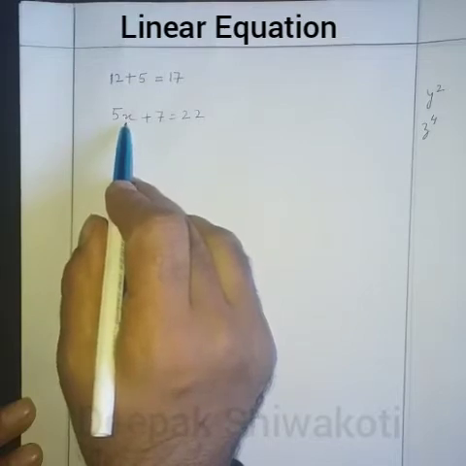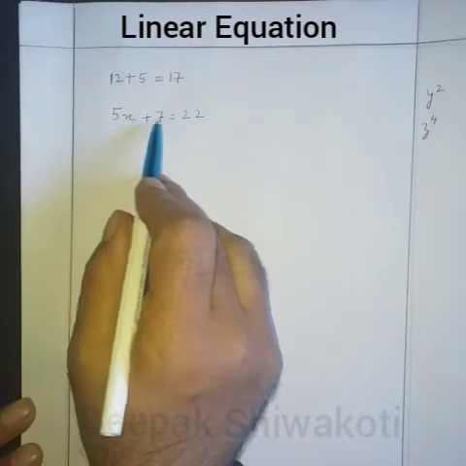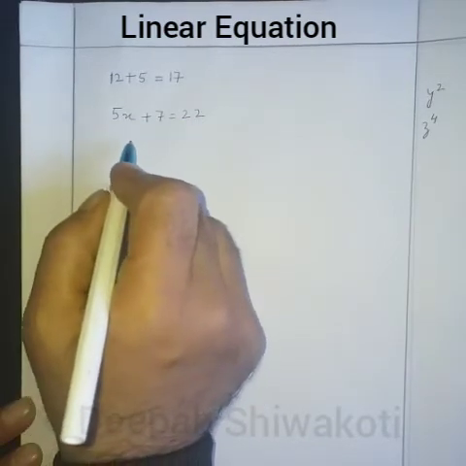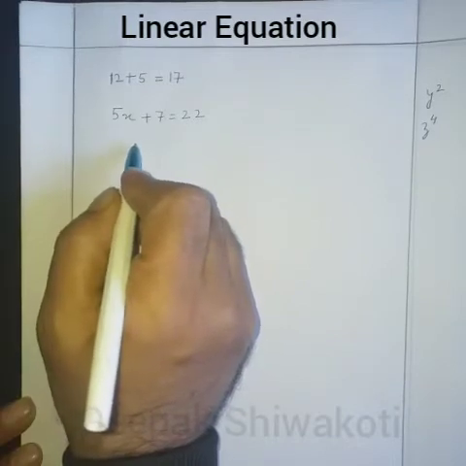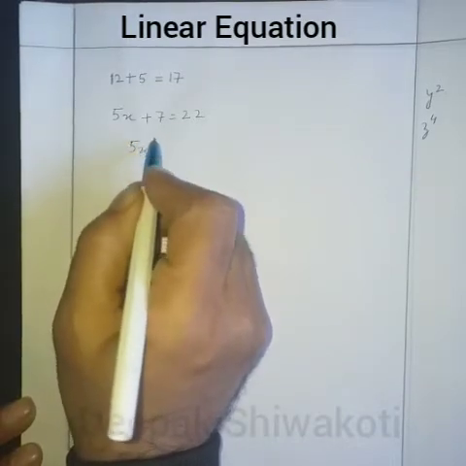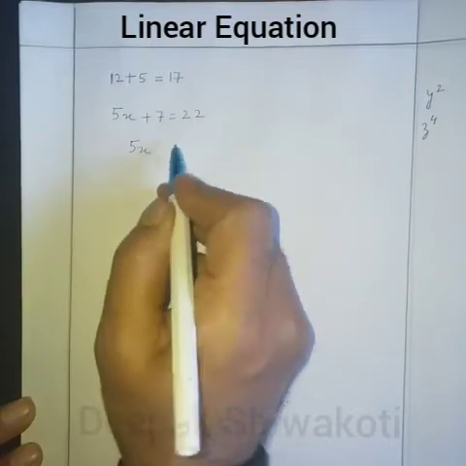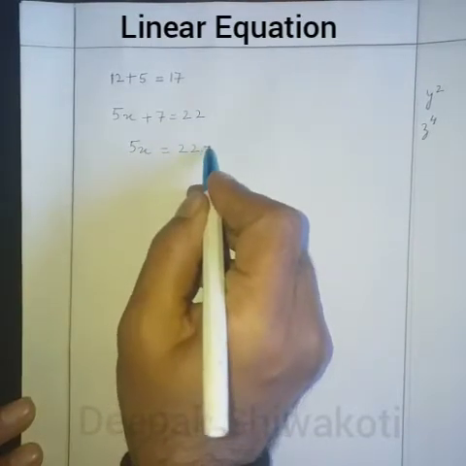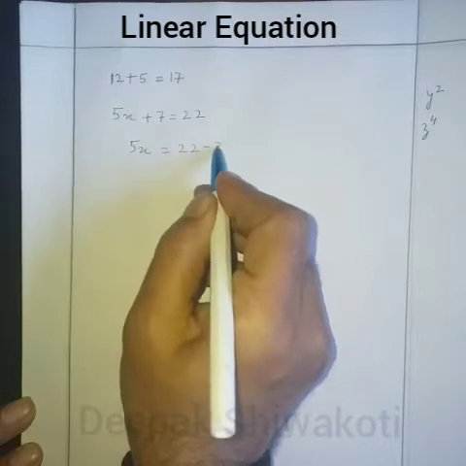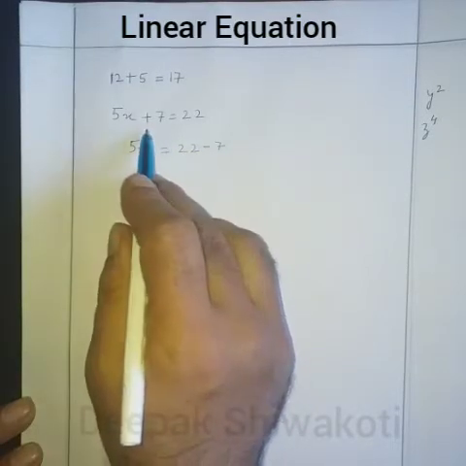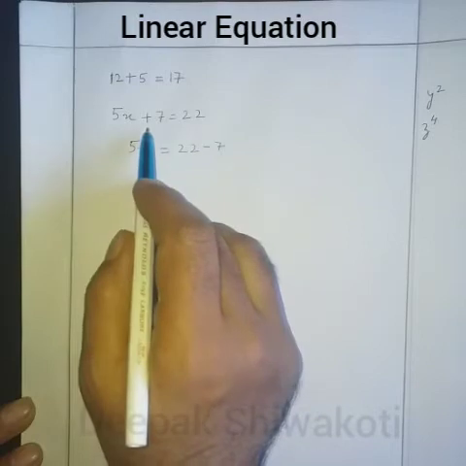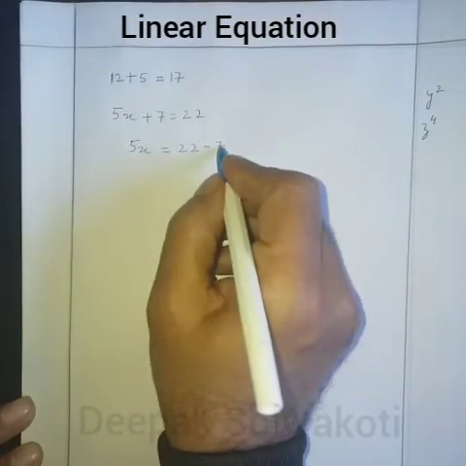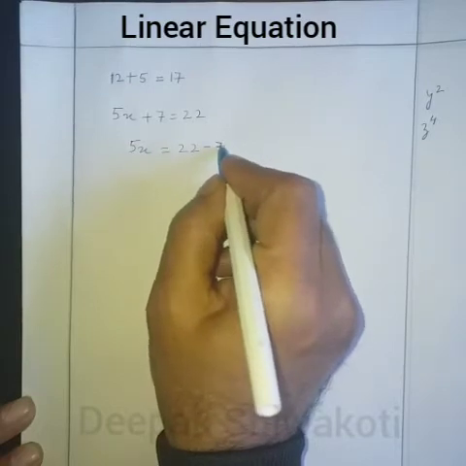Like here, if we solve 5x plus 7 is equal to 22, then how much are we going to get x as? First of all, this constant we'll bring to that side. We'll take this 7 here, and as it changes its position from the left hand side to the right hand side, the plus will change to minus sign. So this is a minus 7.